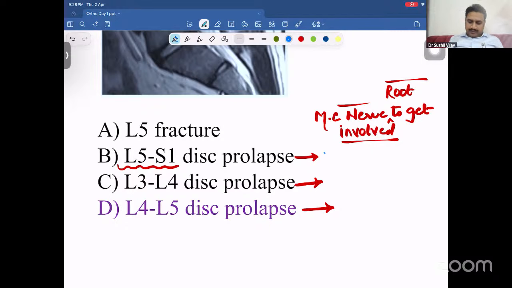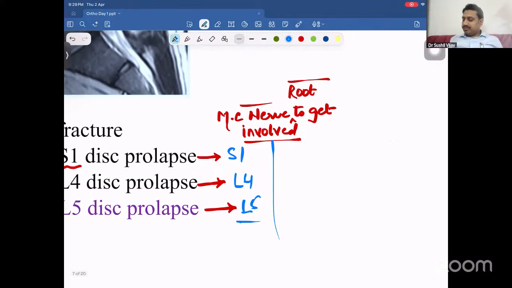S1 lower one, इसमें S1. Very good. L3L4 में, then it is which one? L3L4 second ones. It has to be L4. L4 L5 में L5. Very good. What kind of disc prolapse is most commonest? It is paracentral, right? Next to the center. Very good, right?